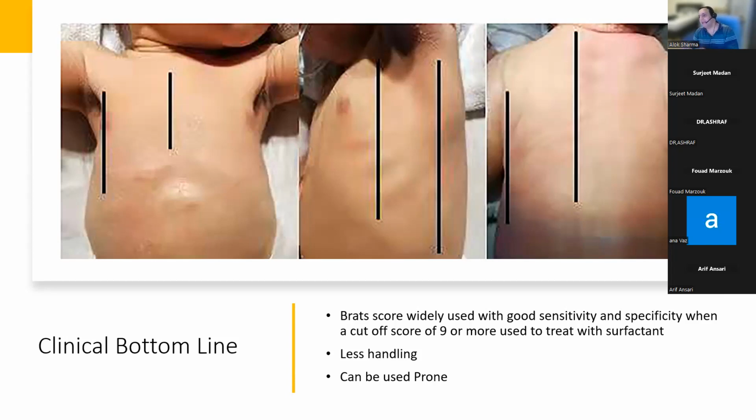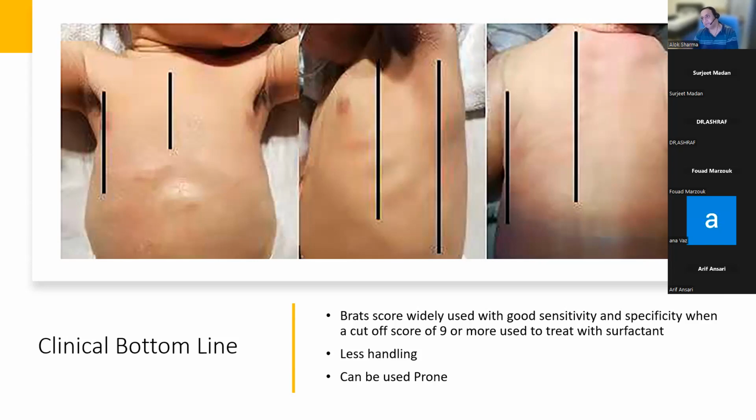You must clinically examine your baby before you decide to do a lung ultrasound, always.